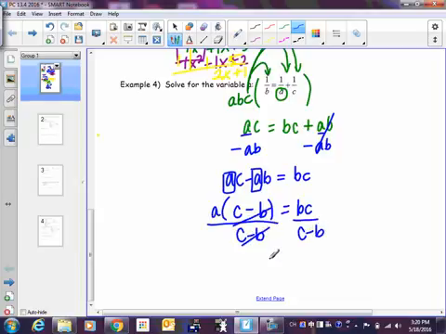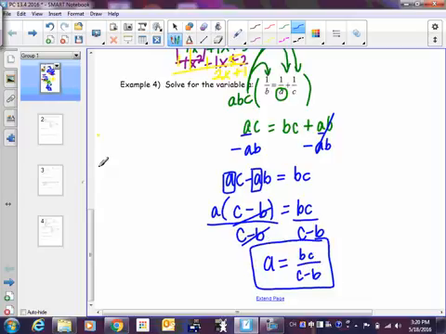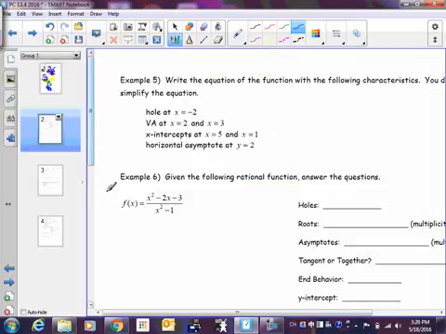And you know you did a good job here, that you're done, when whatever you're solving for, in this case A, is the only A left. So see how it's only B's and C's over here. So that's that answer. Okay, let's look at example 5.